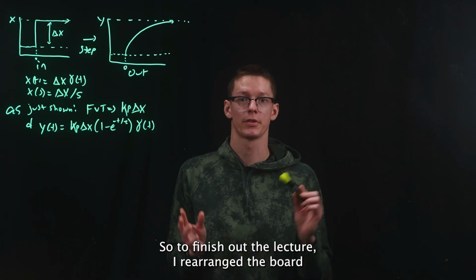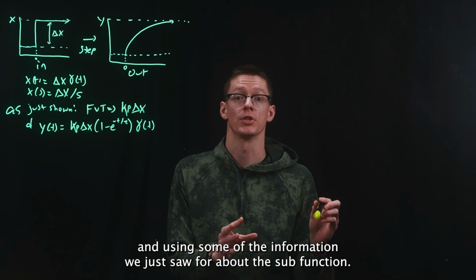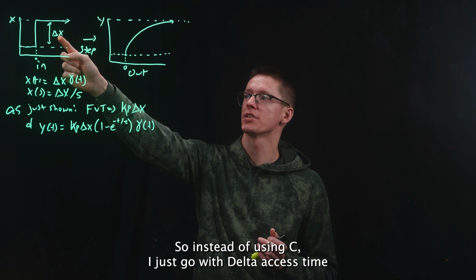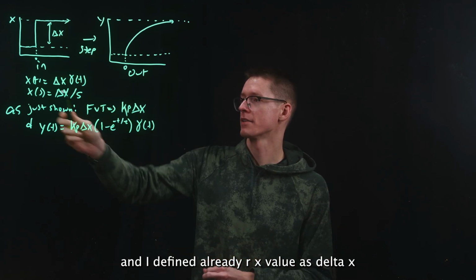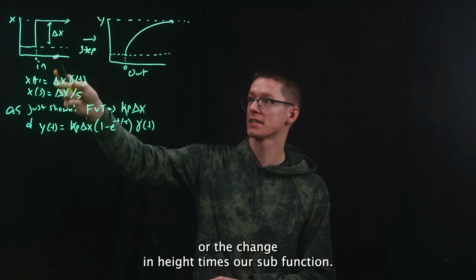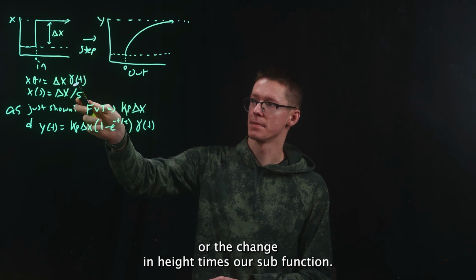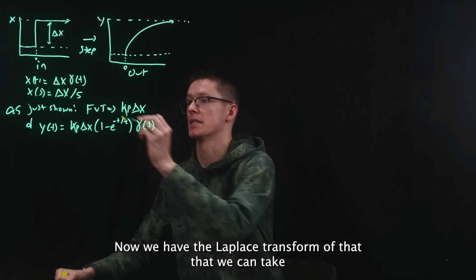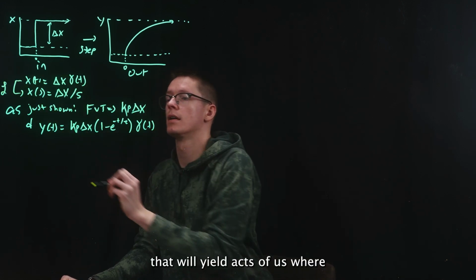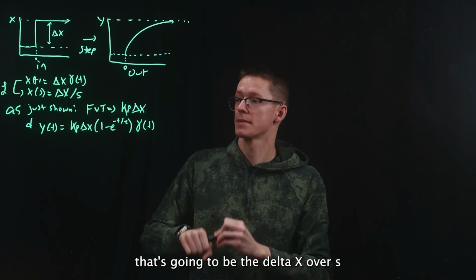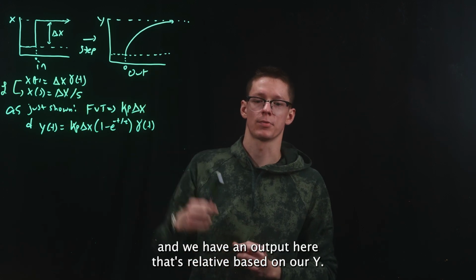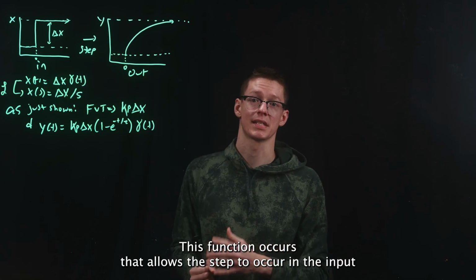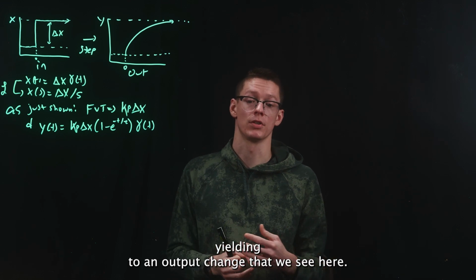So to finish out the lecture, I rearranged the board, and using some of the information we just solved for about the step function, I just rewrote it up here. So instead of using c, I just go with delta x this time, and I defined already our x value as delta x, or the change in height, times our step function. Now we have the Laplace transform of that we can take. That will yield x of s, where that's going to be the delta x over s. And we have an output here that's relative based on our y. Now at time equals 0, this function occurs that allows the step to occur in the input, yielding to an output change that we see here.